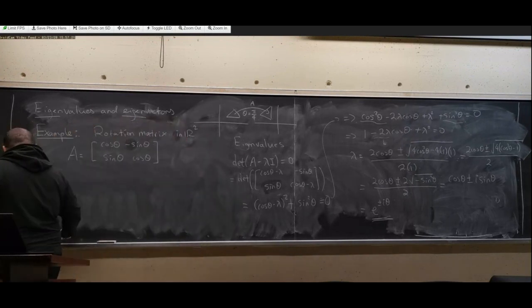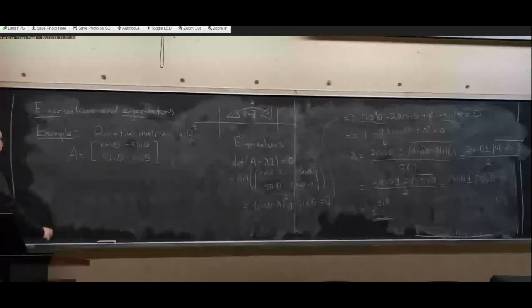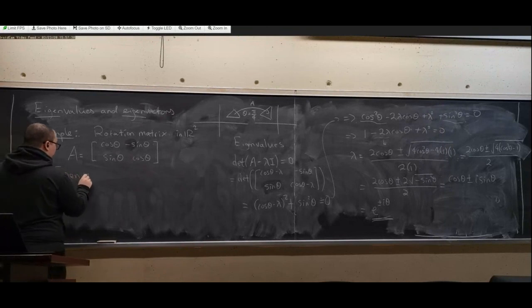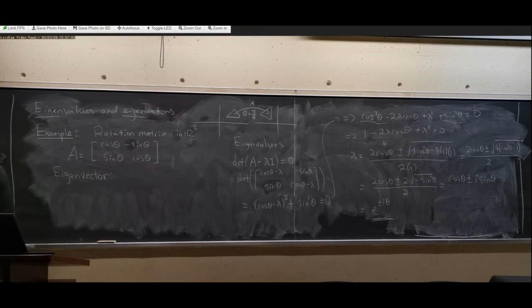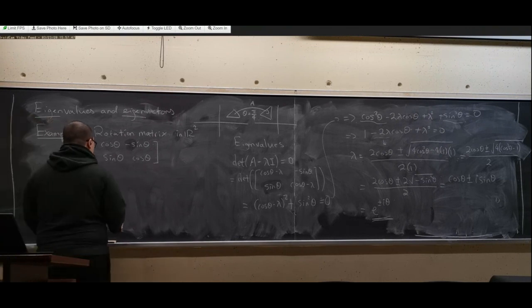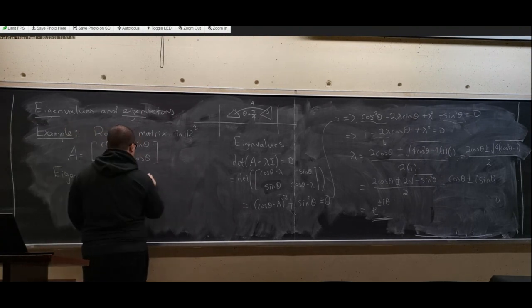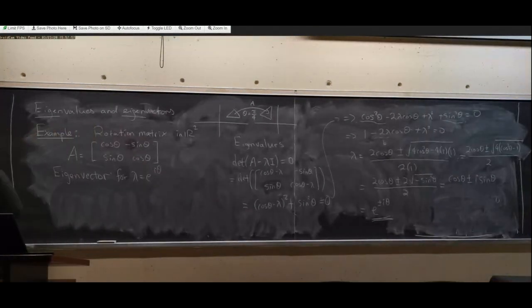Okay, so let's look at the eigenspace, or the eigenvectors. So let's say for lambda equals e to the i theta. Let's look at the positive case and see what we get.